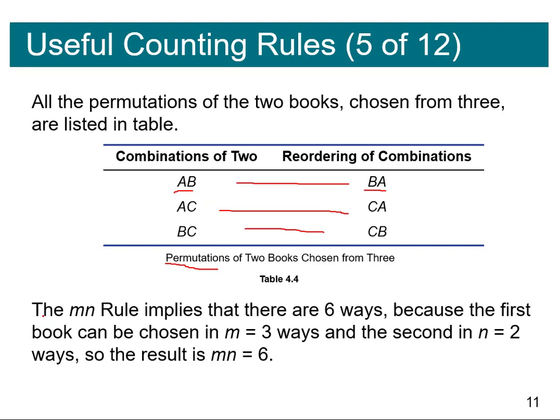So the MN rule implies that there are 6 ways, because the first book can be chosen in 3 ways and the second in 2 ways. So the result is MN equals 6.